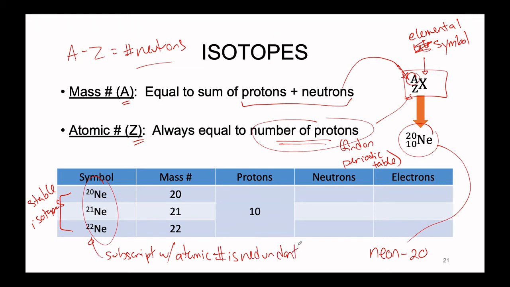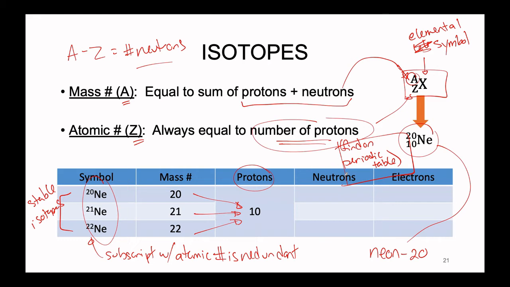So we tend to not include the subscript with the atomic number, just because if you know the symbol, you already, by definition, know the atomic number, since the two are in one-to-one correlation, and your atomic number can just be found on the periodic table, assuming you know the element. So because the atomic number is going to be the same across the board, each neon atom, by definition, has 10 protons. We just fill in this protons column with a 10 for each of the possible stable isotopes.